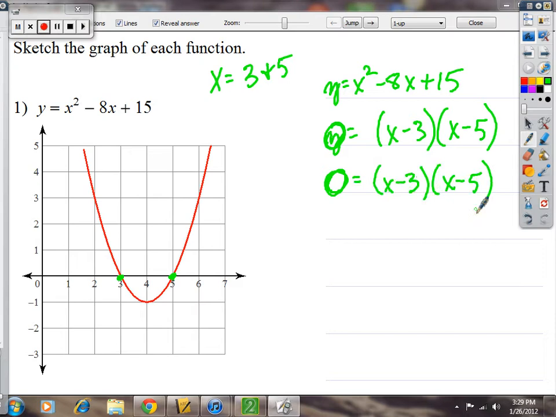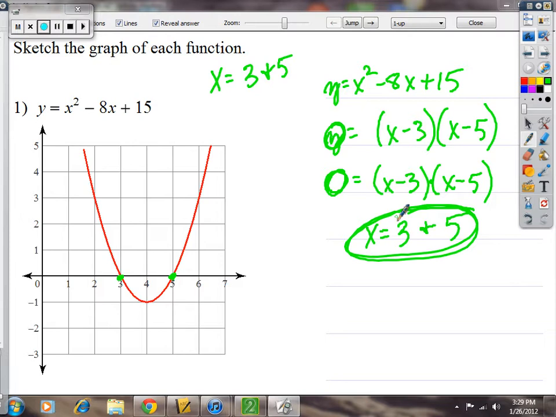Now, if you're multiplying these two quantities and your answer is 0, use the zero product property. One of these has to be 0. So either the first quantity or the second quantity has to be 0. So what would make the first quantity 0? X is 3. What would make the second quantity 0? X is 5. Alright, sweet. So our answers do match up. We do get 3 and 5 for an answer.